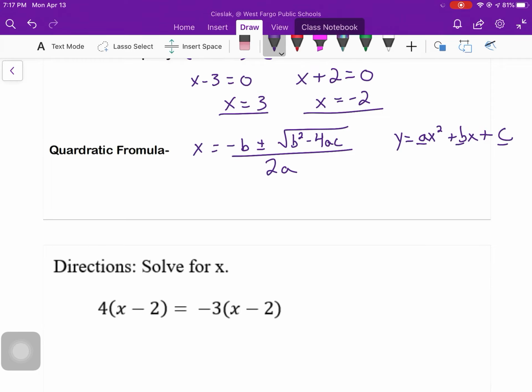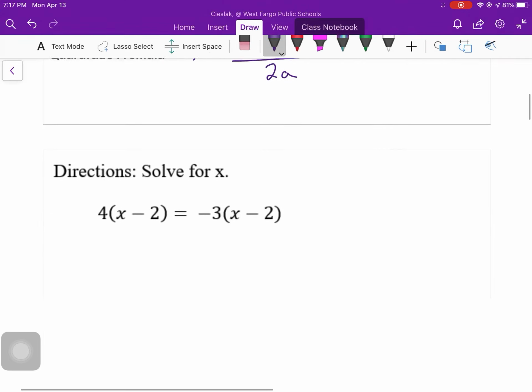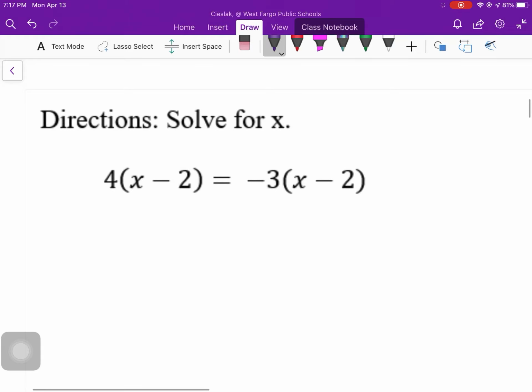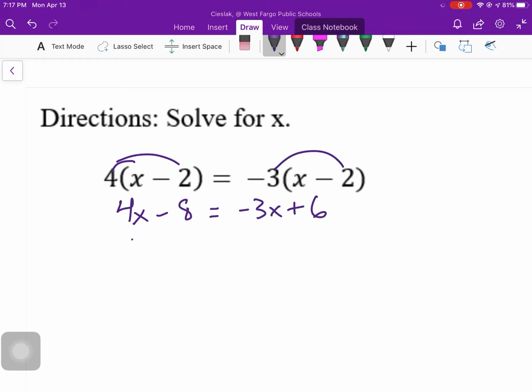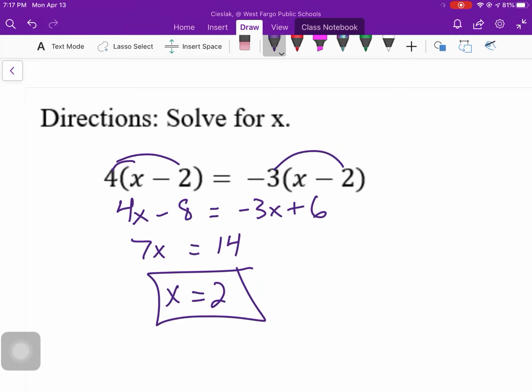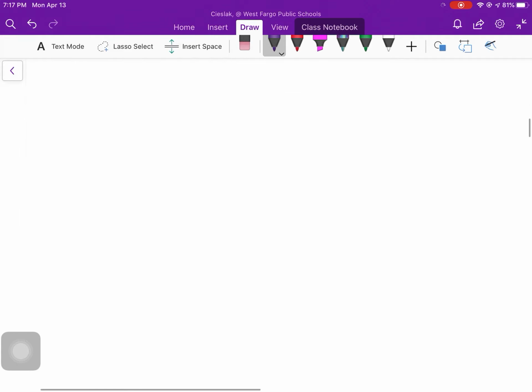Okay, so we're going to do a little bit of factoring today, a little bit of quadratic formula, and a little bit of just simplifying. Okay, so if I ask you guys to solve this one for x, first thing we'd want to do is probably distribute to get 4x minus 8 is equal to, this would be negative 3x. Be careful, that's got to be plus 6. Negative 3 times negative 2. I'm going to add 3x over here to get 7x is equal to 14. Gives me x is equal to 2. Okay, so that one's pretty straightforward.